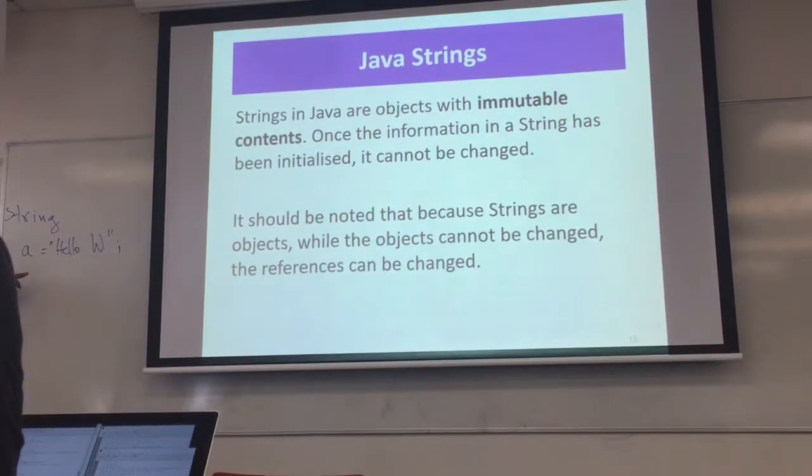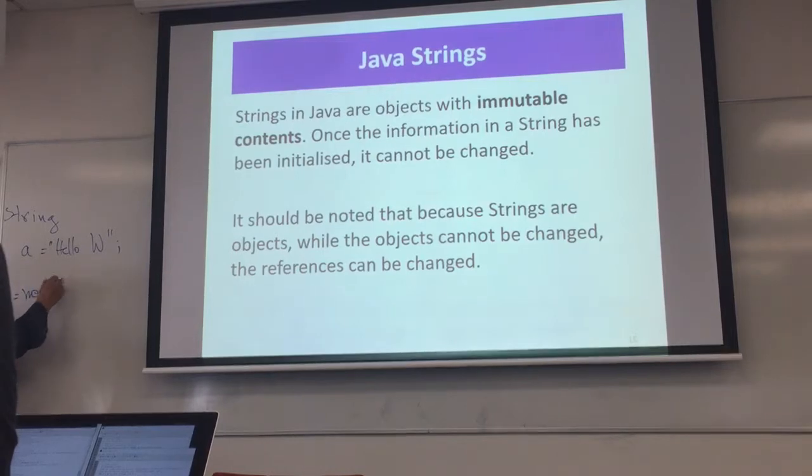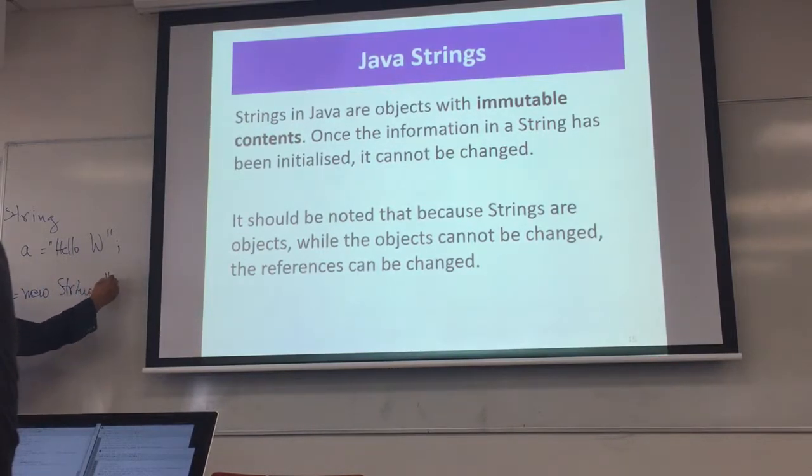For strings, we can skip new. This is equivalent with A is new string. You can do it like this and pass hello W as well. They are equivalent. But if you want to change, they are a sequence of characters, location 0, 1, 2, 3, 4.